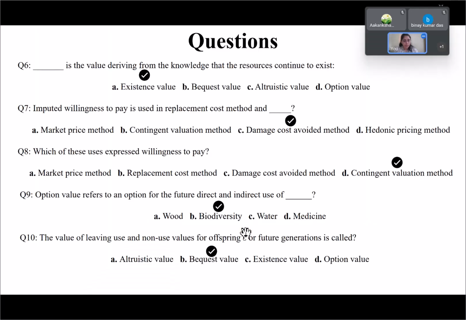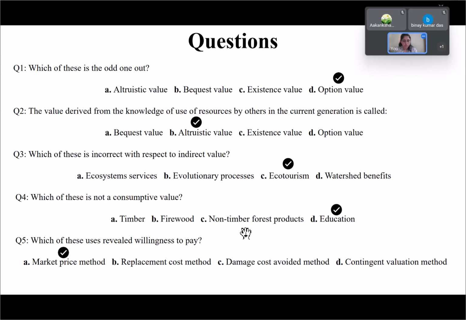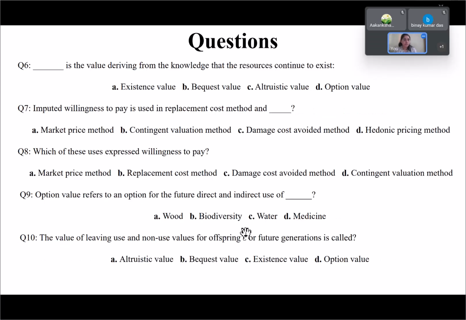Let me go back to the question, and if it's not clear, let me know. Was it clear? Bequest and option. They both talk about giving the values to the next generation for future use. One talks from the perspective of I should do it. The other talks from the perspective of, I can do it, so I think I will go for it. That's option value. You have an option to do that, and you are choosing among the options.